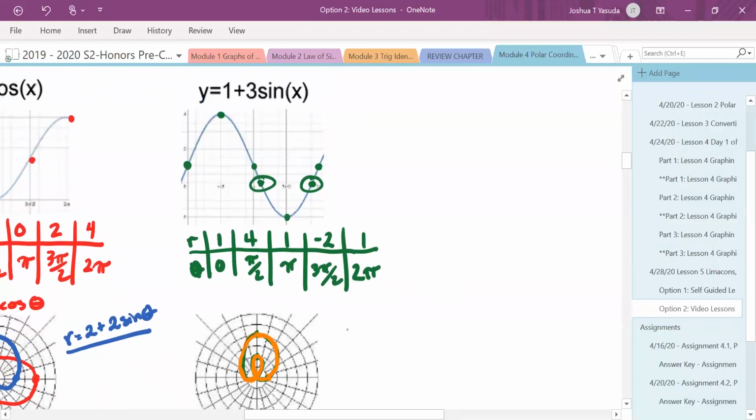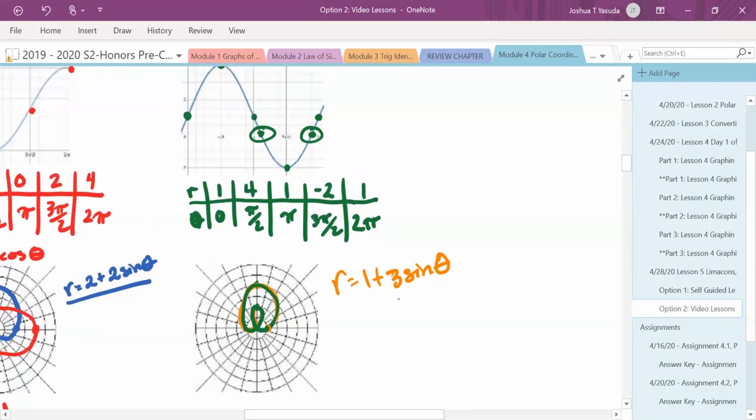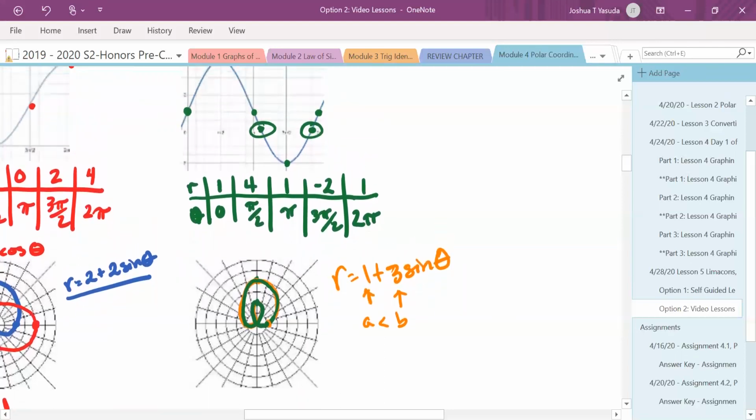That's called an inner looped limacon. That's going to happen when you have r equals 1 plus 3 sine of theta. That's what we just graphed. And that's going to happen when the a value is less than the b value. So a is less than b, and you'll always get an inner looped limacon.